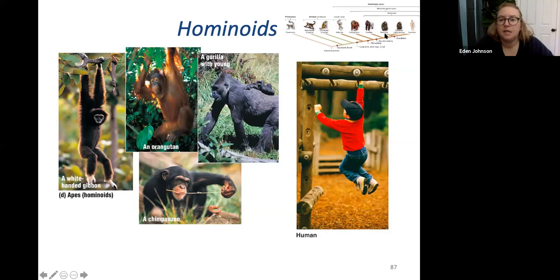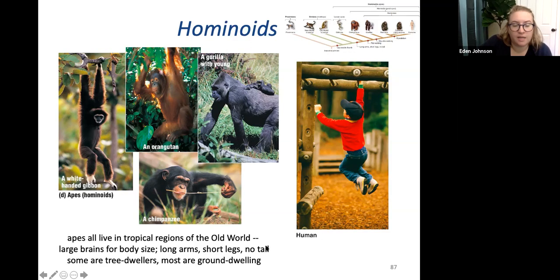All right, so the hominoids, the apes. Hominids are the great apes. So you've got your white-handed gibbons, your orangutans, your chimpanzees, your gorillas, and your humans. Now, their locomotion is different for each of these. Orangutans are fist walking, versus knuckle walking.